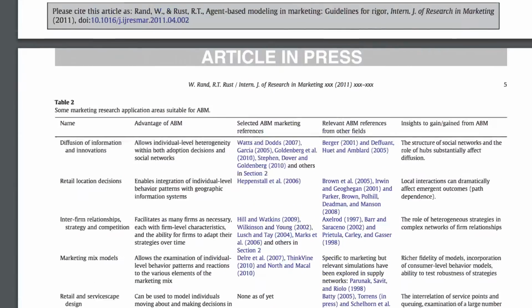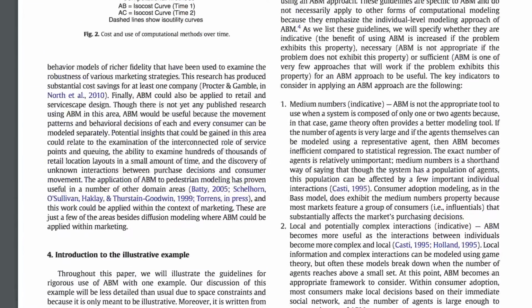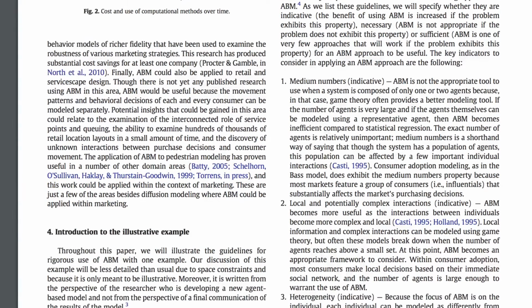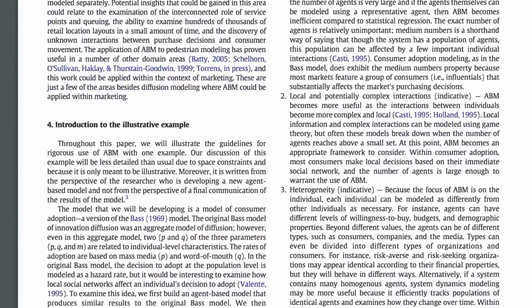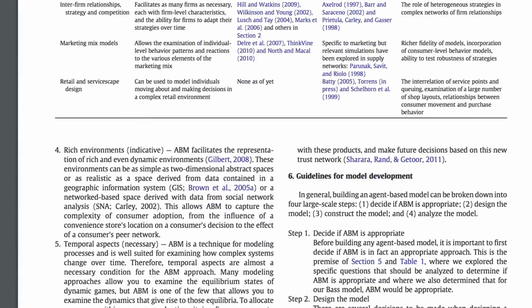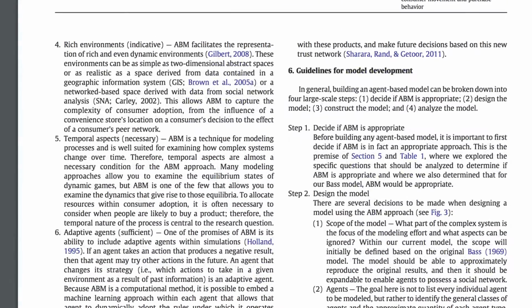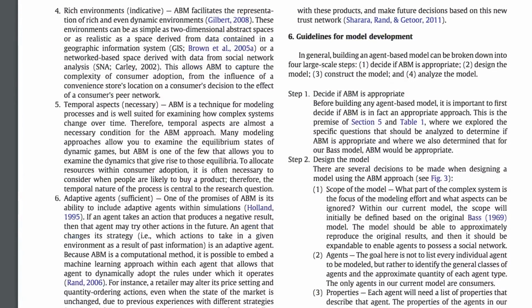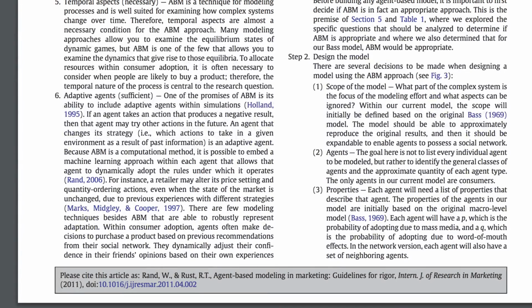But the important part is we then go through how to determine if agent-based modeling is appropriate, and this is the same rules I gave you before: medium numbers, local and potentially complex interactions, heterogeneity, rich environments, temporal aspects, and adaptive agents. And then we talk about how to build a model. The first goal is to decide if the model is appropriate, then design the model.